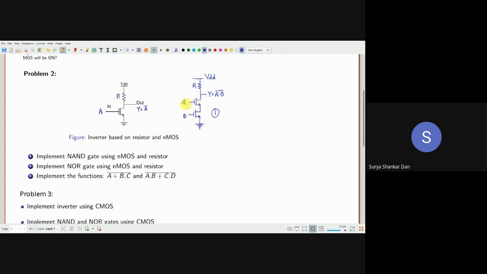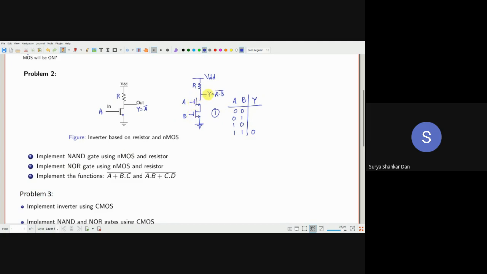So clearly, if you notice that unless and until both of them are high, let's just draw this: 0 0, 0 1, 1 0, 1 1. Unless and until both A and B are 1, the output is not shorted to the ground. So the output will be 0 only when A and B are high. If any one of them is 0, that transistor will be switched off. For example, if A is 0, irrespective of B, this transistor is switched off.